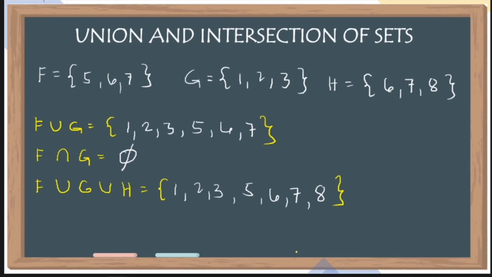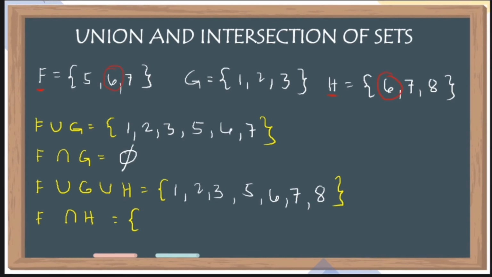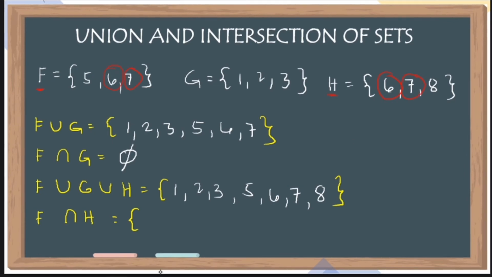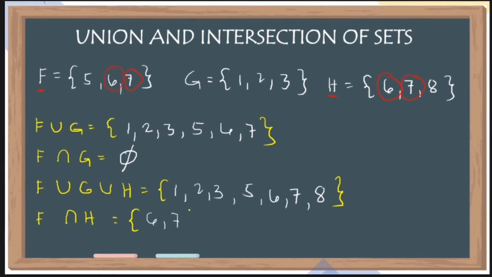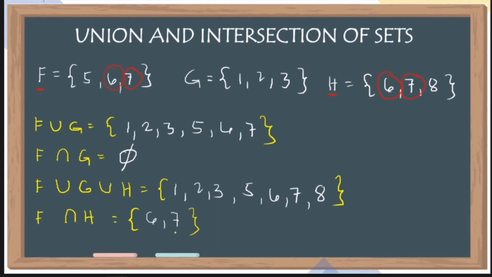Now, how about if we're going to find the, let's say, the intersection of F and H. So, ano ang common kay F? So, tayo titingin kay F and H. Okay, so anong common sa kanila? 5, hindi. 6. So, may 6 ito, may 6 yon. 7. So, 7 yon, may 7 yon. So, we have 2 elements. That is 6 and 7. So, that is now our answer.